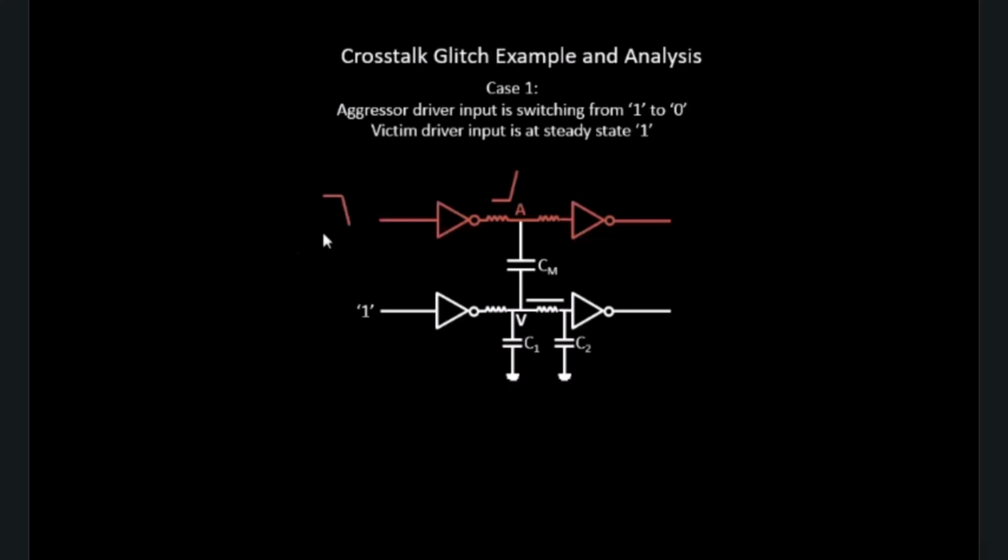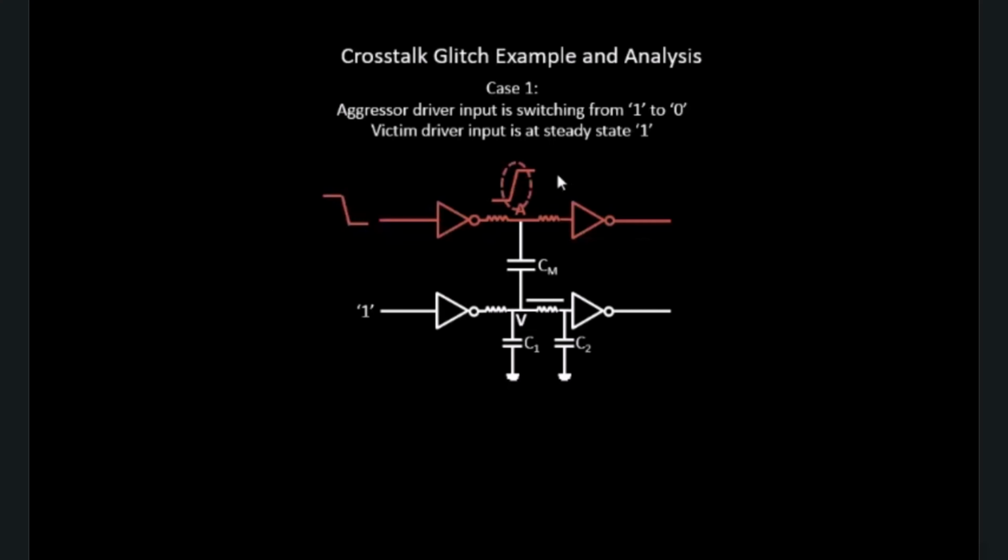Okay, when your aggressor input starts switching from logic 1 to logic 0, after some finite delay, the aggressor output will start switching from logic 0 to logic 1. And finally, when the aggressor input reaches logic 0, the output of the aggressor reaches logic 1. So this is a pretty self-explanatory waveform that we saw.